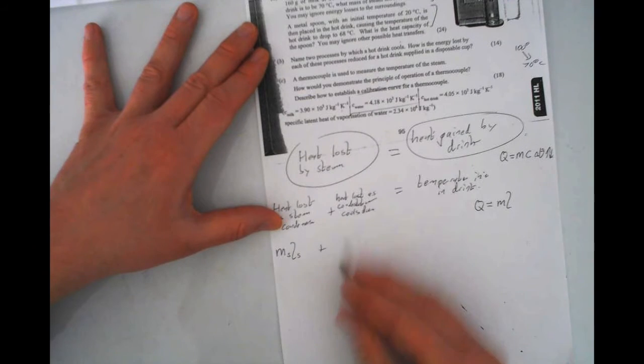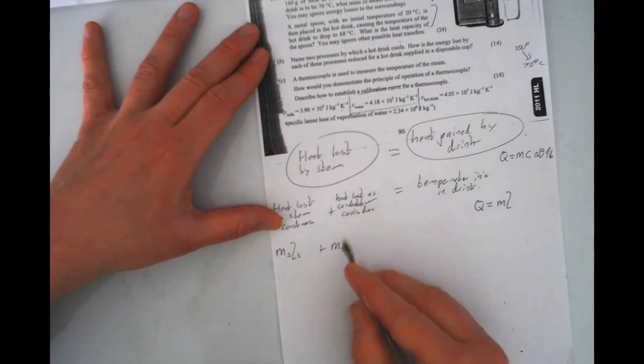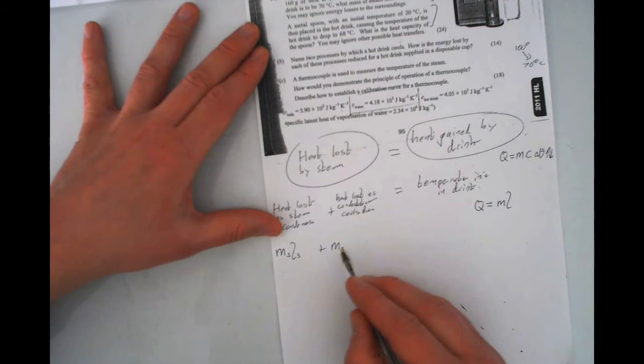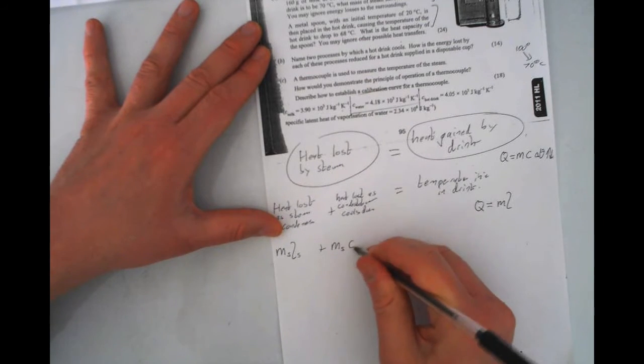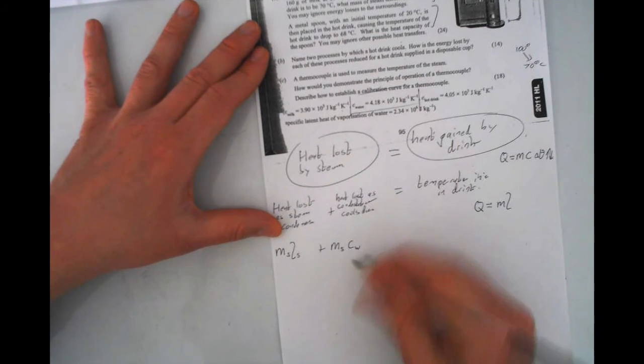Plus the heat lost as it cools down. Well, that's the mass, again, of steam. I could say the mass of water, but for the sake of convenience, let's keep calling it the mass of steam. So the mass of the steam, now that it's cooled down to become a liquid, times the heat capacity of that steam, which is now water, so the heat capacity of water, times the temperature change.